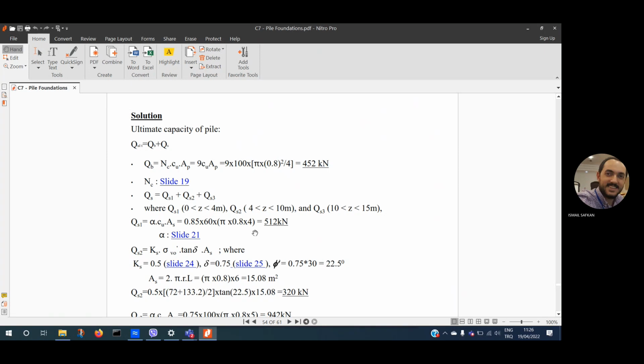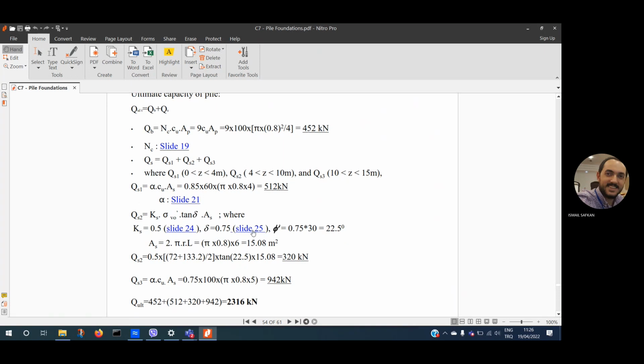And then we proceed to the last component that was very similar to the first layer of soil, 0.75 times 100 times the area of the shaft again. If you sum all these up, you end up with 2,316 kilonewton for a single pile.